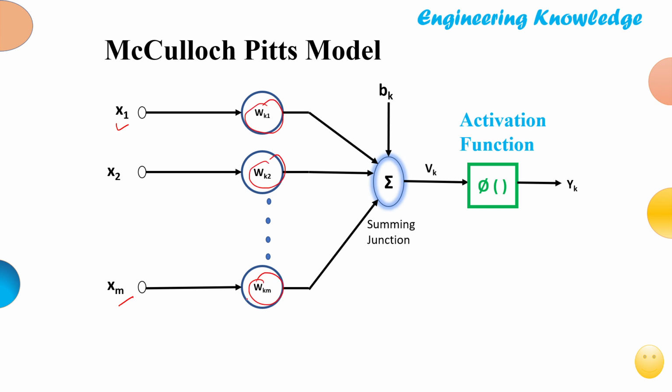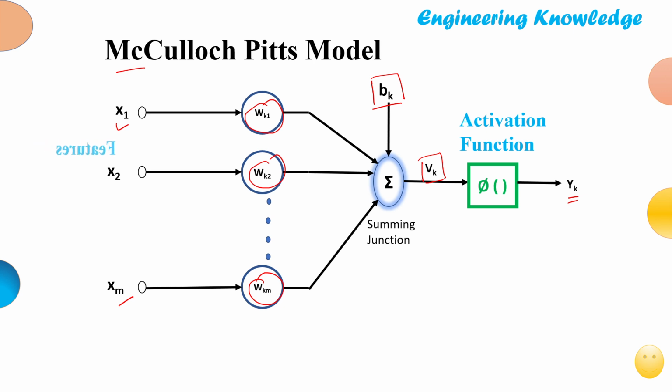For the kth neuron we are writing, we'll add some constant, a DC bias, to it, and then we will have this vk, and we'll supply the vk to that threshold device. That threshold is the activation function, and the output of the activation function is yk. So basically the McCulloch-Pitts model is a mathematical representation of the human nervous system based on the neurons.